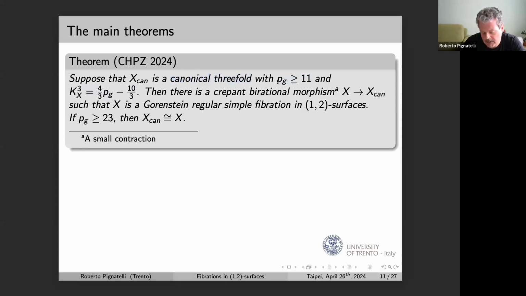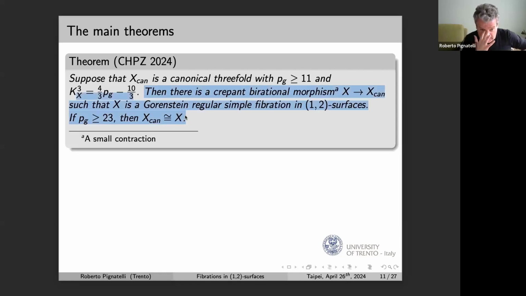So if you remember, the reason for this pg bigger than 11 comes mostly from the result of Yun-Kai Meng and Chen-Zhang, where the assumption was pg smaller than 4 or pg bigger than or equal to 11. Here we have only pg bigger than or equal to 11 because by the classification, there is a classification of those with pg equal 4. I think there is a paper of Yun-Kai, if I remember well. What is going to follow is false for pg equal 4. So one exception is already there. We know a threefold with pg equal 4 and volume 4/3 pg minus 10/3, which is probably 2, where this is false.